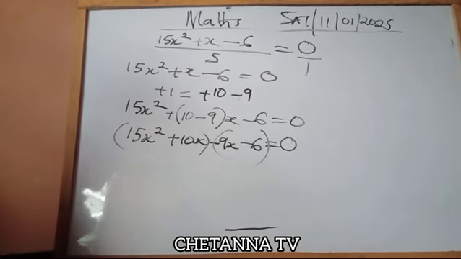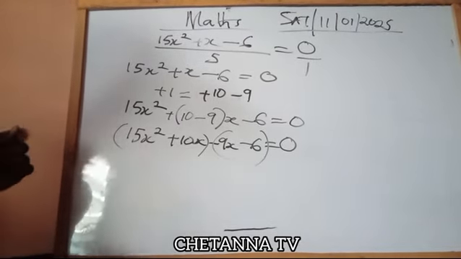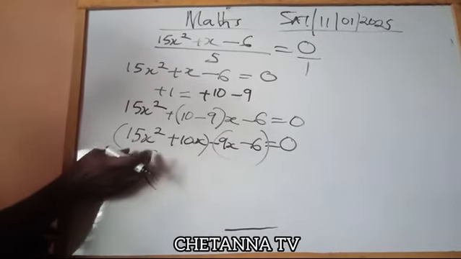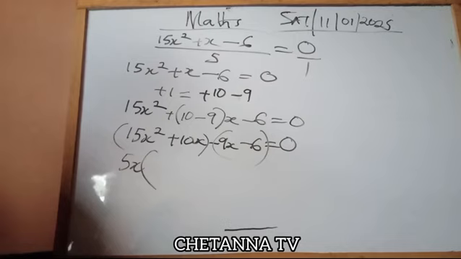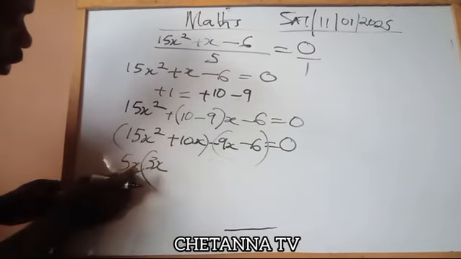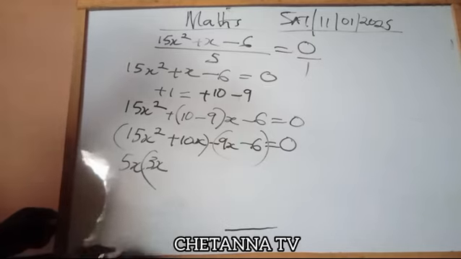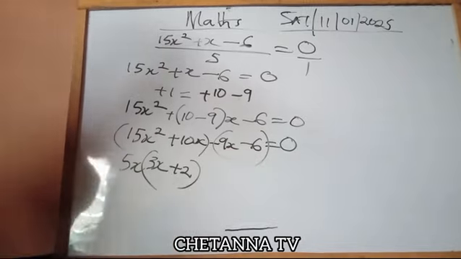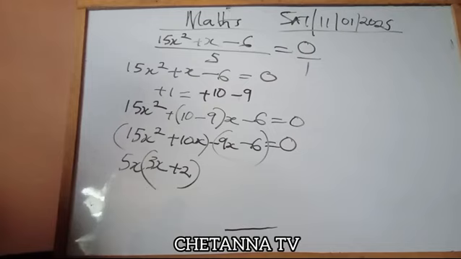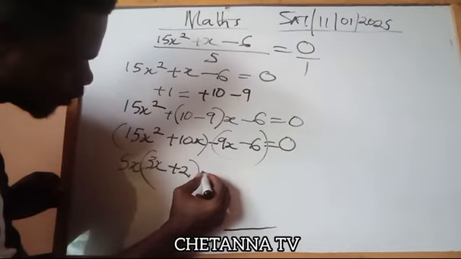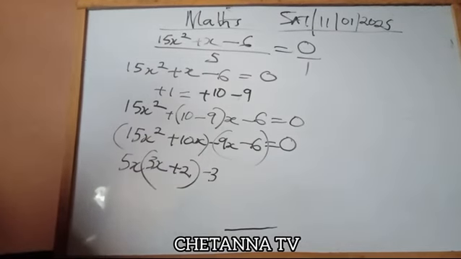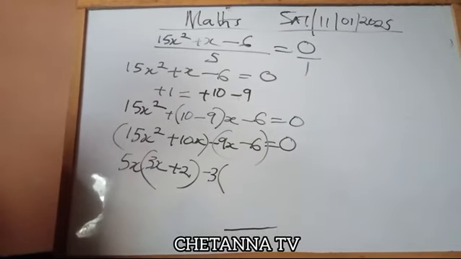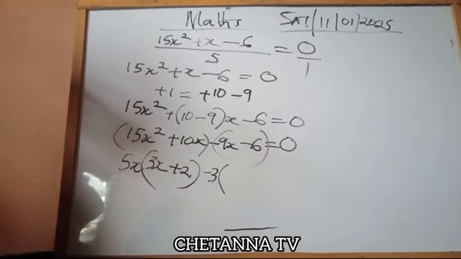5x. Is it 5x? So let's use 5x to divide 15x squared, which gives 3x. Use 5x to divide 10x, which gives plus 2. So we have 5x times 3x plus 2. Then what is the common factor here? Minus 3. Minus 3 comes out from here. Minus 3 divided into minus 9x is 3x.